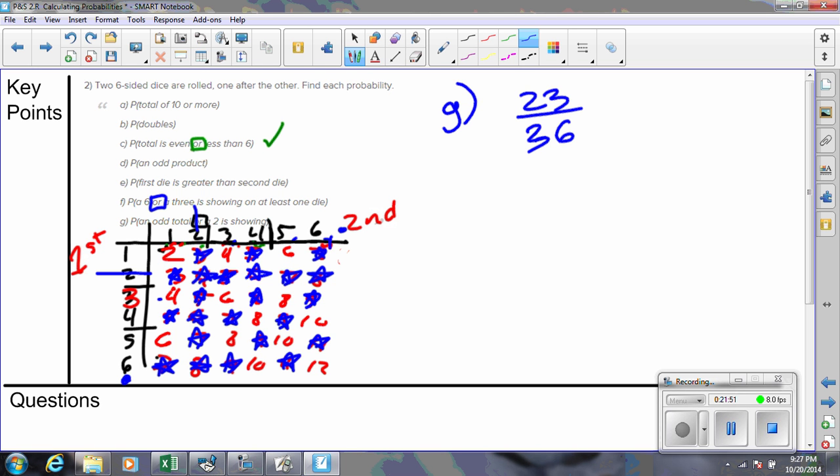We can create the list and just count up how many successes we have. Keep in mind that if we wanted to, we could also go further and just back this piece up and do it with the formula.